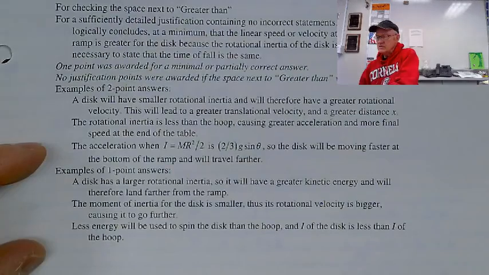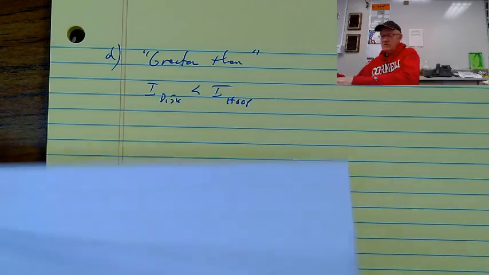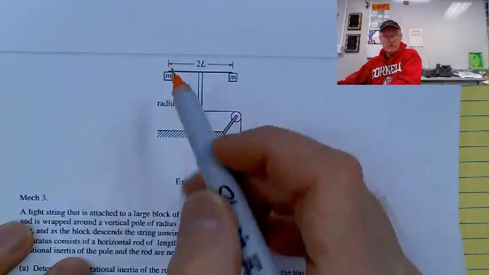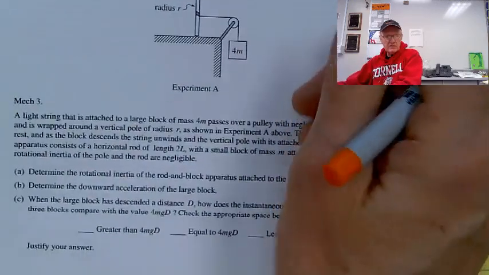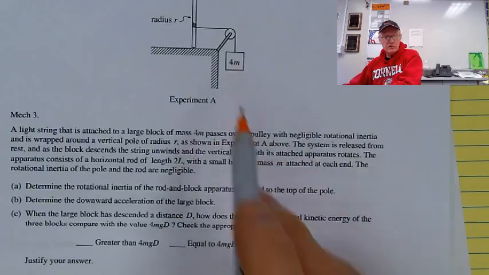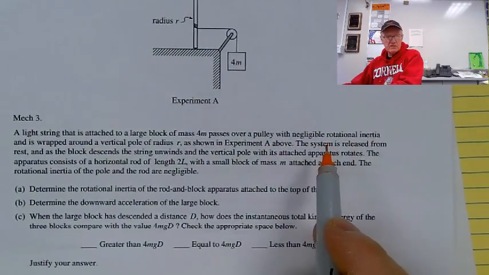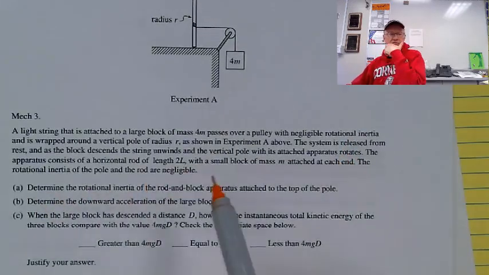Second free response question was, let's see, which one was it? It was this guy, the sort of centrifuge idea. You're dropping a mass, causing this thing to spin around, and the setup is a light string attached to a large block of mass 4m, passes over a pulley with negligible rotational inertia, another name for I, and is wrapped around a vertical pole of radius r. So that pole has its own radius, lowercase r, if anyone's asking.